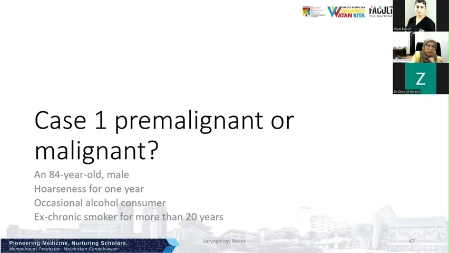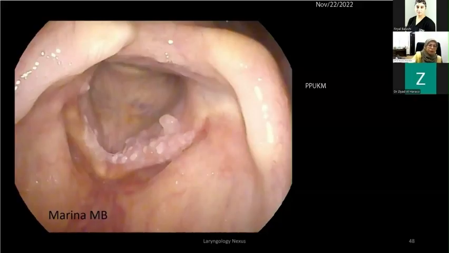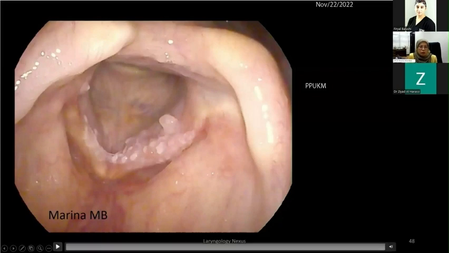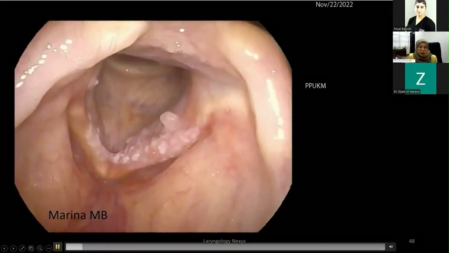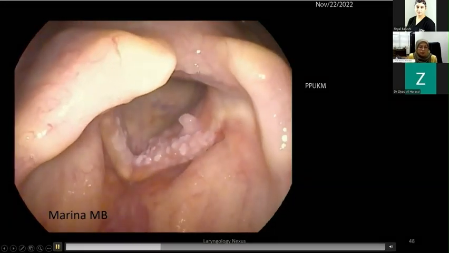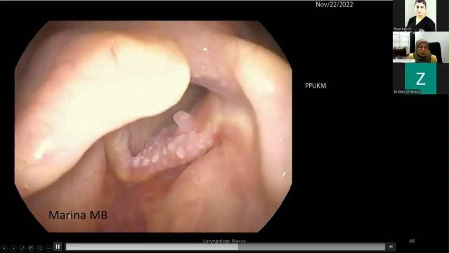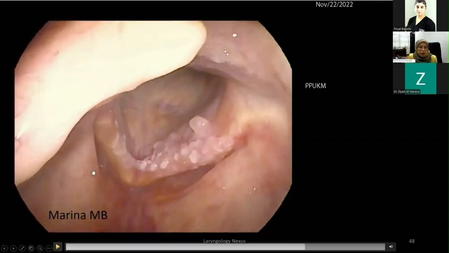This is case number 1, an 84-year-old male with chronic hoarseness and occasional alcohol consumer. The patient stopped smoking more than 20 years ago. And this is how the vocal fold looks like. They're mobile. I'm not worried about the right side, but look at the left side. It is type 3 leukoplakia.